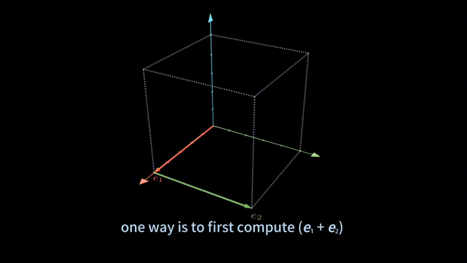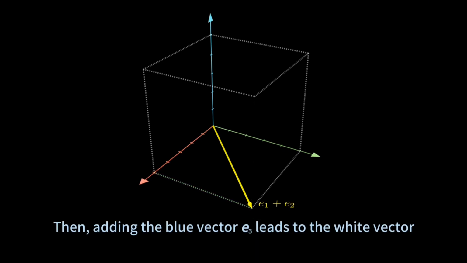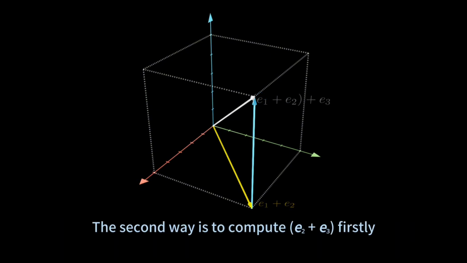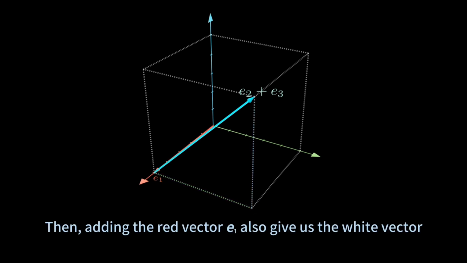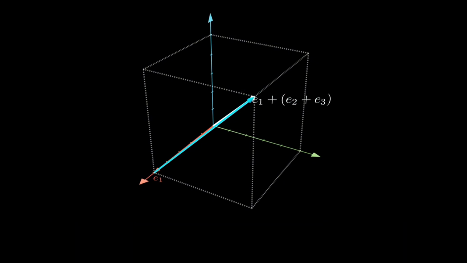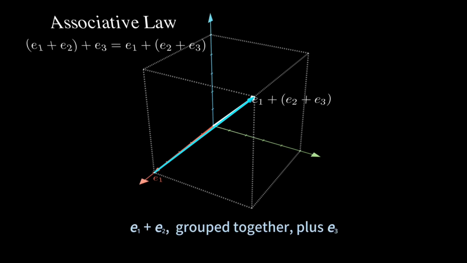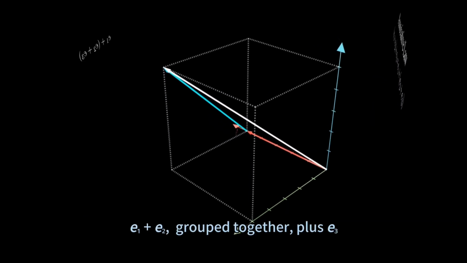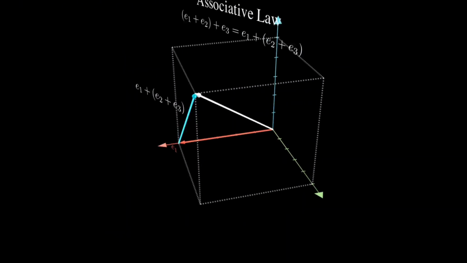One way is to first compute E1 plus E2, which gives us the yellow vector. Then adding the blue vector E3 leads to the white vector. The second way is to compute, firstly, E2 plus E3, which gives us the cyan vector. Then adding the red vector E1 also gives us the white vector. This demonstrates the associative property of vector addition. E1 plus E2 grouped together first, plus E3, is the same as E1 plus the sum of E2 and E3.